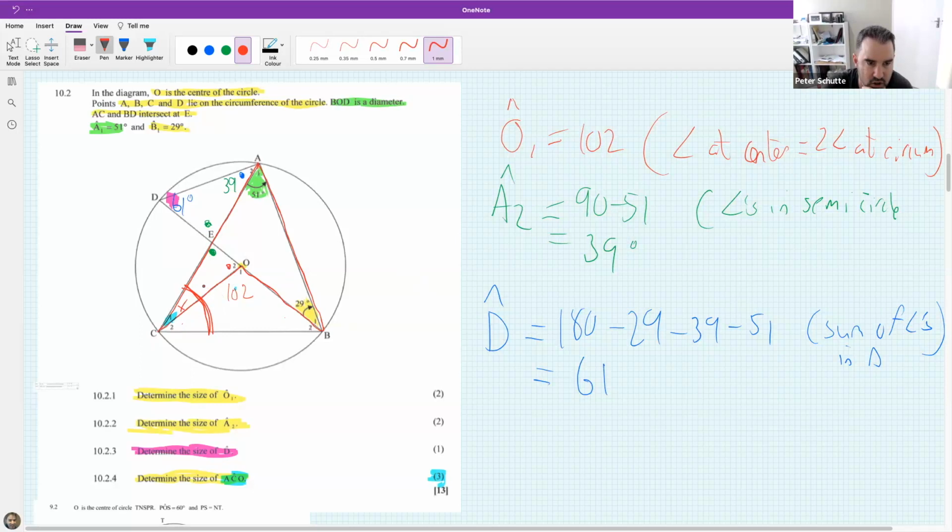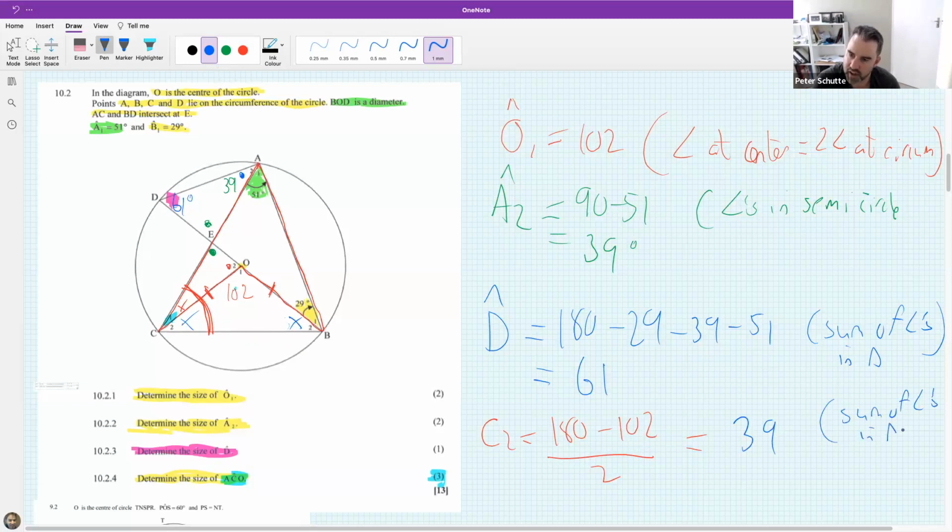So think about this. If these are both radii, what is the size of C2 or B2 going to be? So C2 is going to be 180 minus 102 divided by 2. And what is that going to give me? Who wants to help me? What's 180 minus 102 divided by 2? So what I'm basically getting is the size of these two ones here. Okay, now the reason I did that was sum of angles in a triangle, and I also used the fact that I had radii because these are coming from the center.